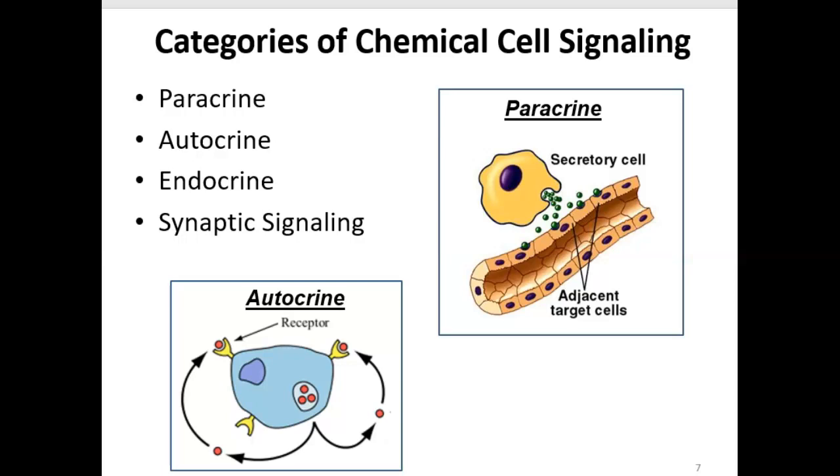Autocrine signaling, shown in the bottom left of the slide, involves a cell which acts as both the signaling cell and the target cell. In this case, a cell responds to its own secreted signal. This occurs when certain immune cells are activated via foreign pathogen, which causes them to divide. You will learn more about it in A&P 2.